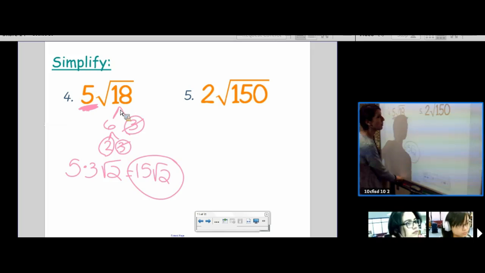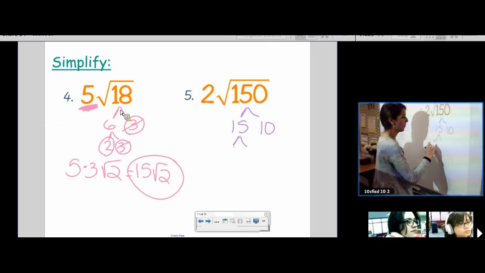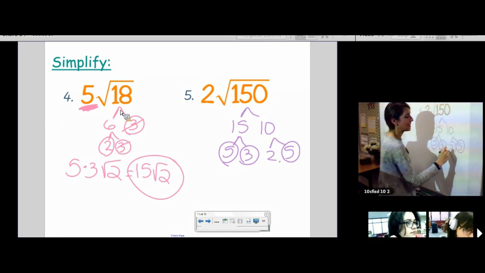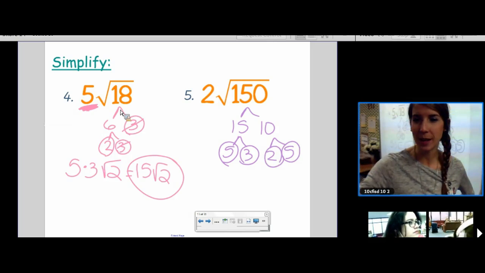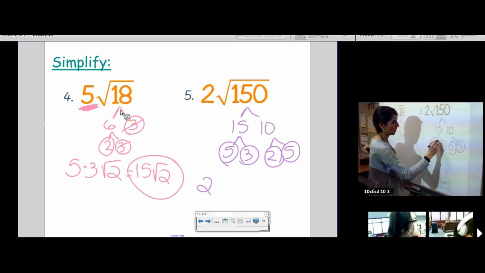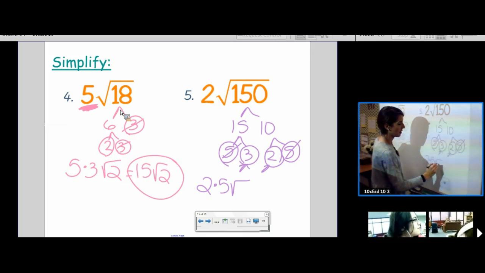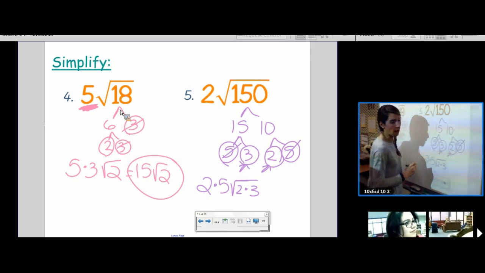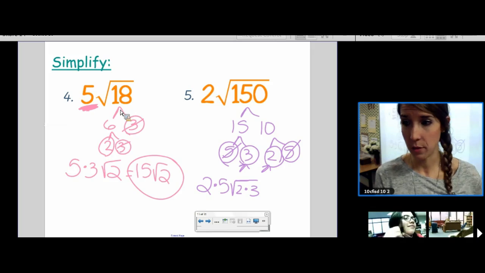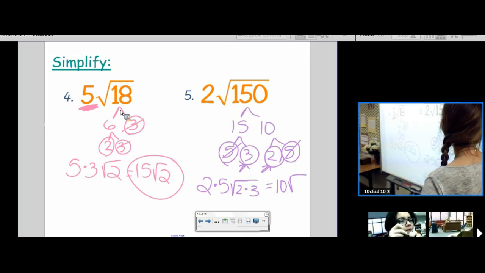Good? Next one. 15 and 10 are some choices. Neither of those are prime. Remember, you keep finding factors until you hit a prime number, like a dead end. Like nothing else multiplies to get those numbers except itself and 1. So, on number 5, there was already a 2 there. A 5 escaped. And then 2 people were stuck. A 2 and a 3 was stuck. So we need to be careful when more than one is stuck. Don't add them together, multiply them together, and put it back in math jail. So 2 times 5 is 10. Radical, 2 times 3, 6.